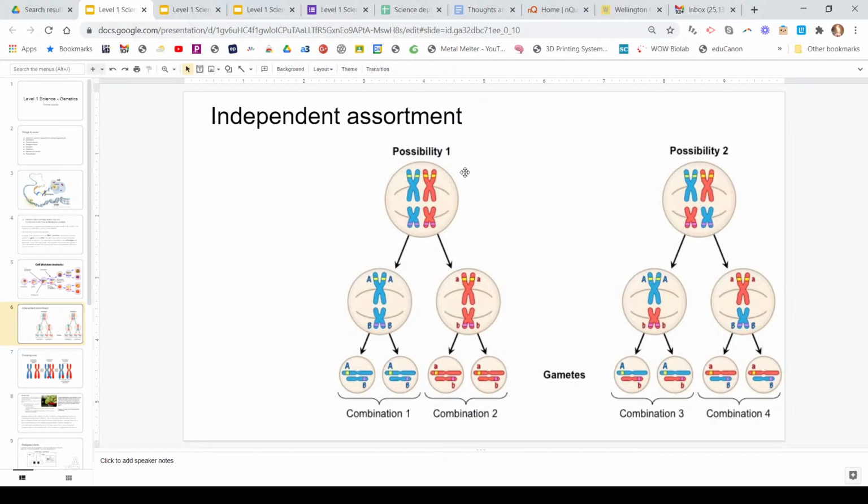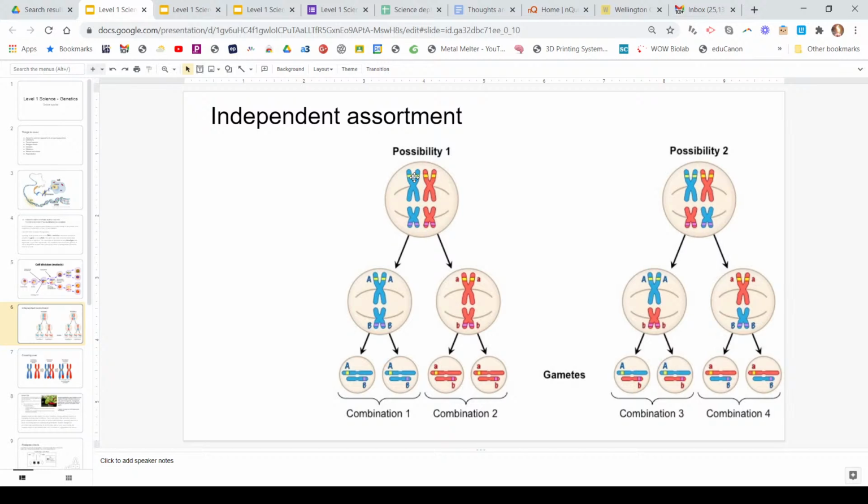So in independent assortment, those chromosomes align themselves along the equator of the cell. We've got the two larger homologous ones paired up here, and then two other homologous chromosomes, which are a bit smaller, paired up at the bottom here. And that is really independent assortment. It's just those homologous chromosomes lining up.